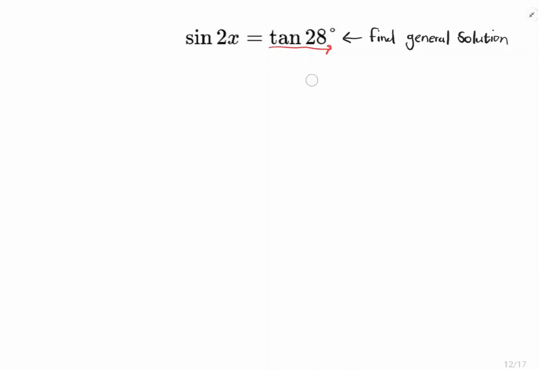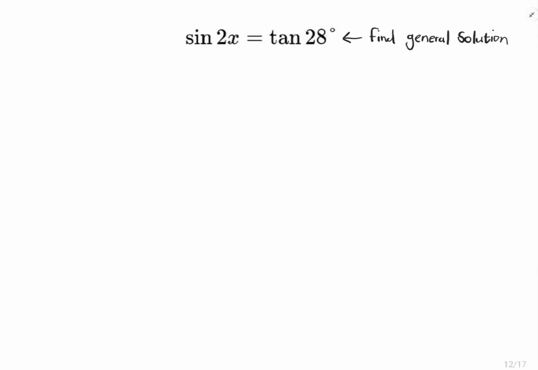So we can treat tan 28 as a number, right? And then now we're looking at sine 2x. It's just a single trigonometric ratio, right? So we can just go ahead and say, okay, sine 2x is already isolated. Now we can go ahead and solve 2x, treating tan 28 as a number.